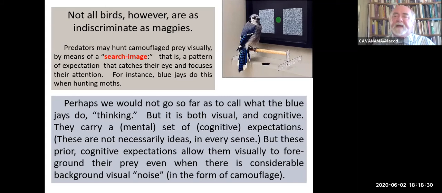Okay, so finding a moth, because moths use camouflage, is a matter of crypticities. That is, can moths successfully hide themselves cryptically, or can they not do that? Can they fail to do that and then be caught out by a blue jay?